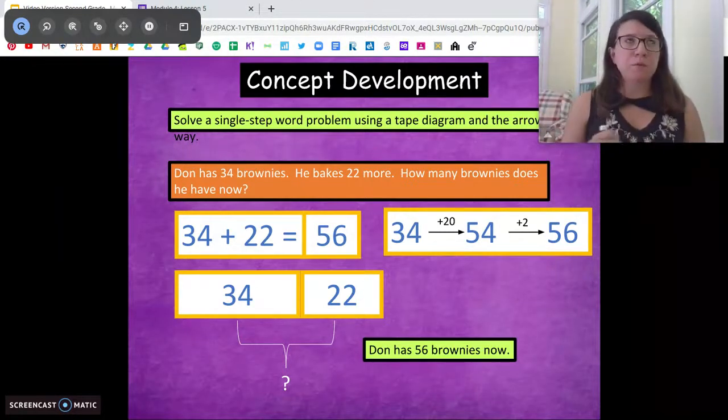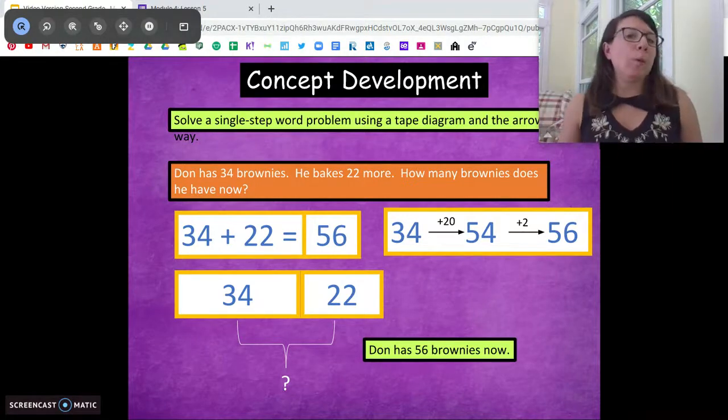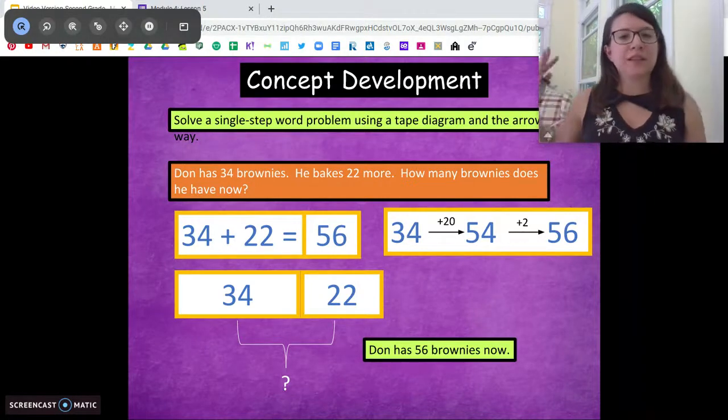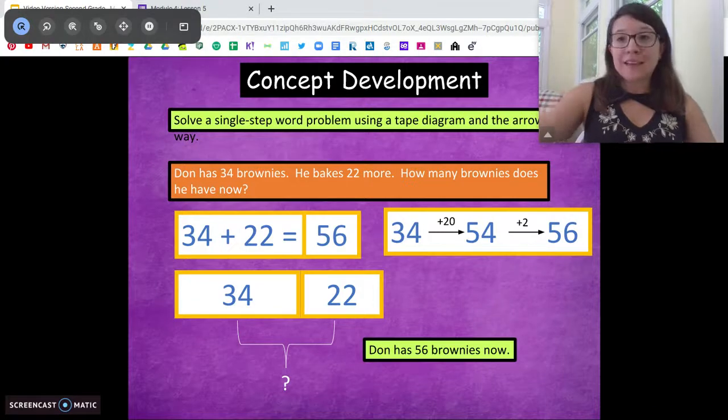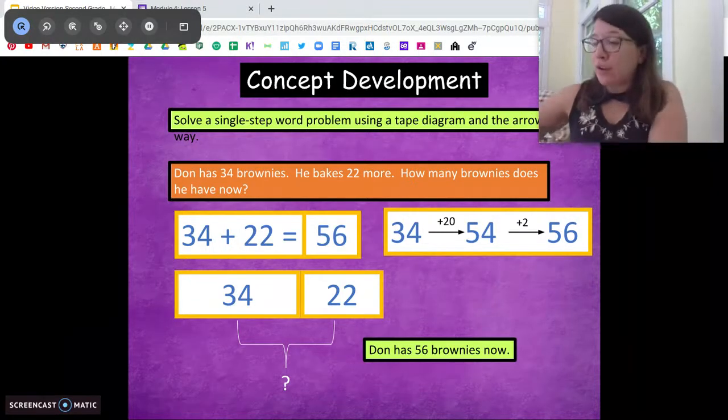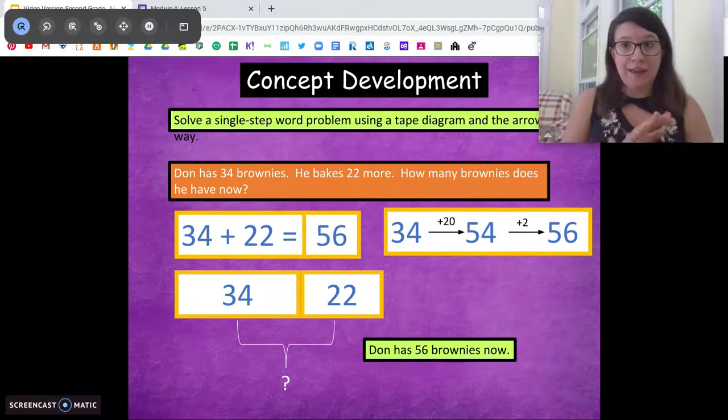Remember, when we do word problems, we're not just going to say the number. We have to say what that number means. He has 56 brownies. So that's a single step word problem. You could have solved it a different way, but I wanted us to try the arrow way.